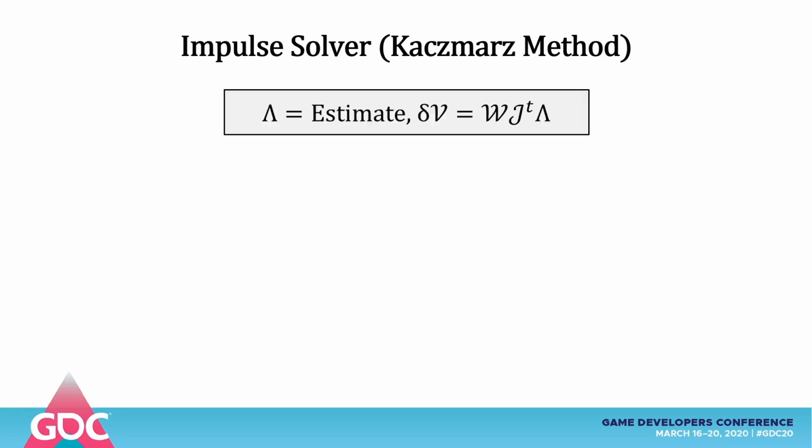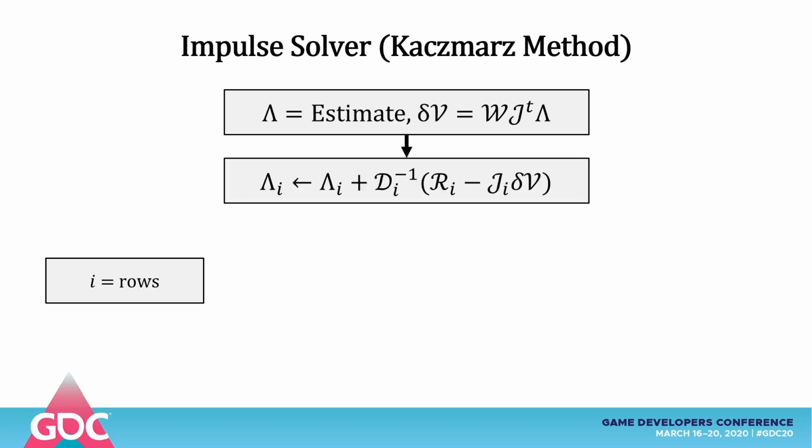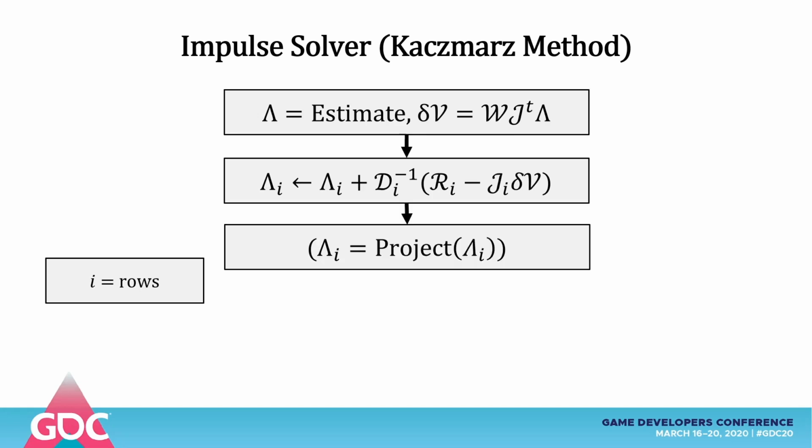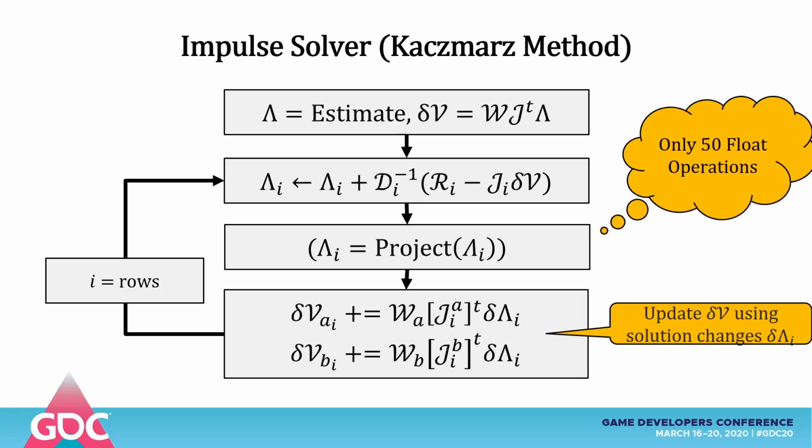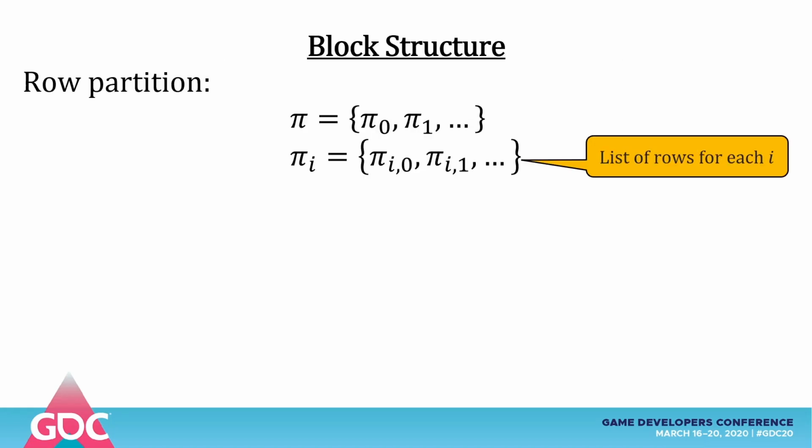The solution is initialized to an estimate, and the vector of velocity changes is precomputed. As before, we're going to iterate over all rows of the matrix. The correction to the solution is calculated with the residual computed using the new method. Optionally, the corrected solution is projected, and the velocity changes are updated. This new algorithm uses about 50 floating point operations per row, and a constant number of operations is good for an algorithm. We already talked about the block Gauss-Seidel.